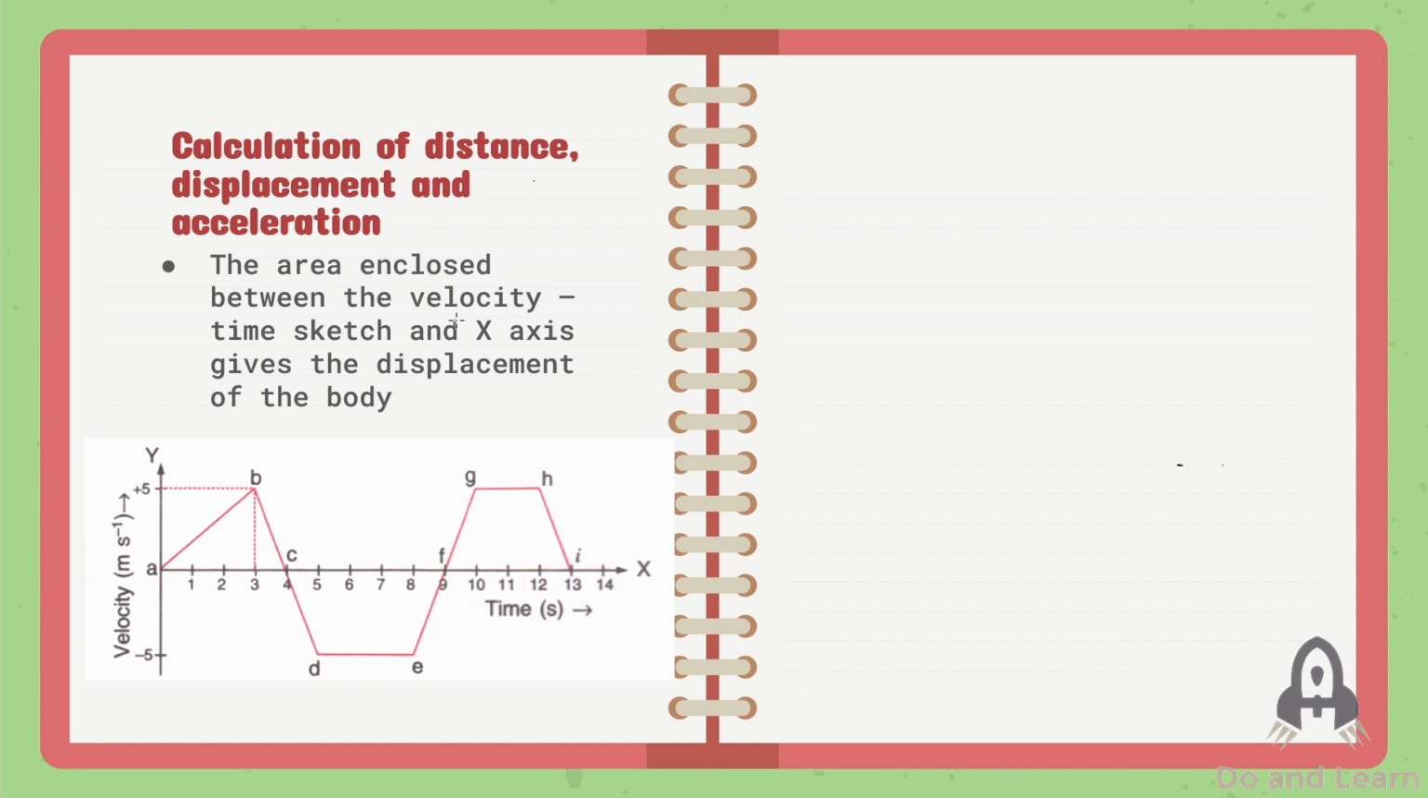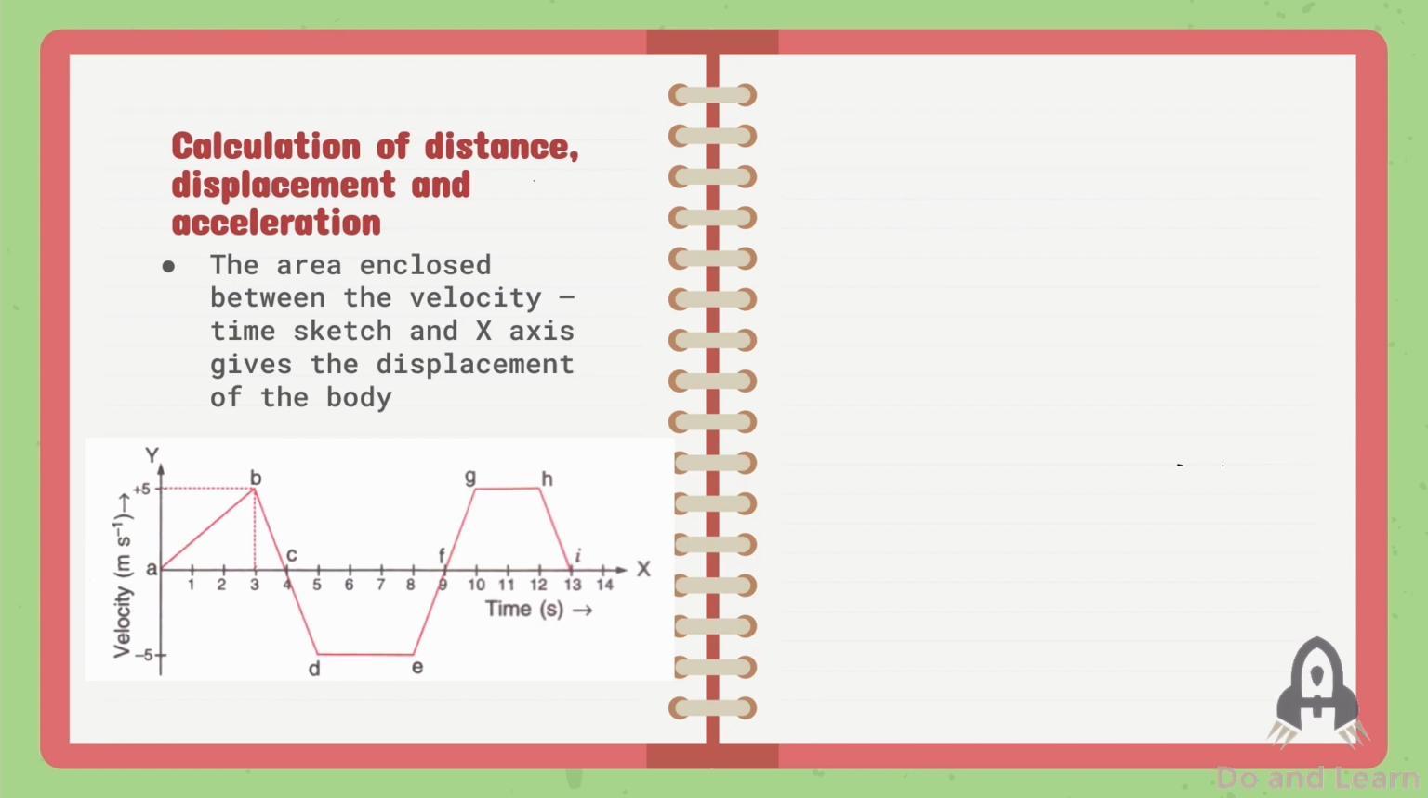So the area enclosed above the time axis represents the positive displacement, that is the distance traveled away from the starting point, while the area enclosed below the time axis represents the negative displacement, that is the distance traveled towards the starting point. The total displacement is obtained by adding them numerically with proper sign, but the total distance traveled by the body is their arithmetic sum.